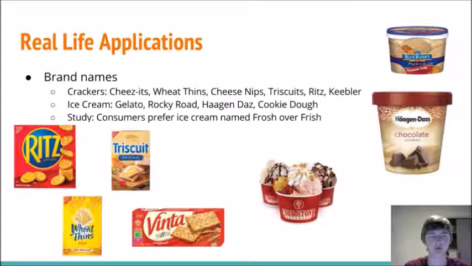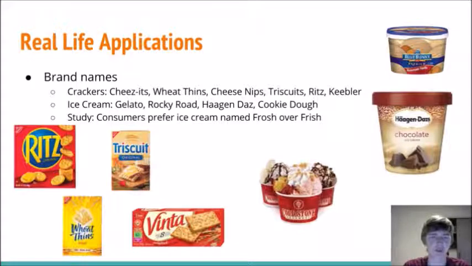Now, some researchers ended up doing a study where they gave consumers ice cream, and it was the same ice cream, but the only thing they changed was the name. One was called Frosh, and the other was called Frisch, and the consumers preferred the ice cream named Frosh. So the only thing that changed was the vowel in the name, from a back vowel to a front vowel, and the consumers preferred the back vowel, which is very interesting.